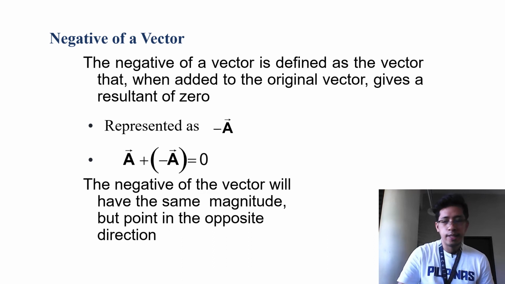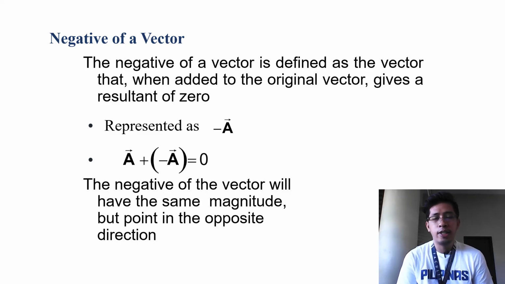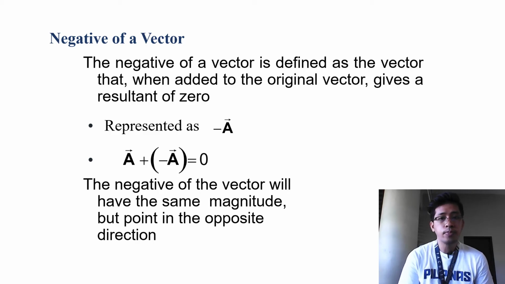Now let's discuss the negative of a vector. The negative of a vector is defined as the vector that, when added to the original vector, gives a resultant of 0. So it's represented as negative A. In other words, if you add vector A with the negative of vector A, the two should give a sum of 0, meaning they have the same magnitude but are directed in opposite directions. The negative of the vector will have the same magnitude but point in the opposite direction.